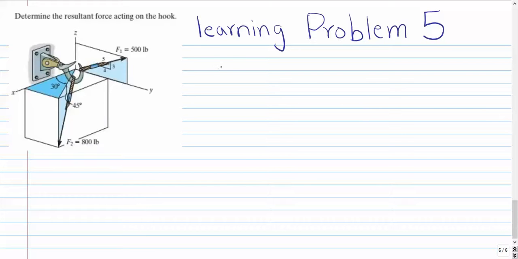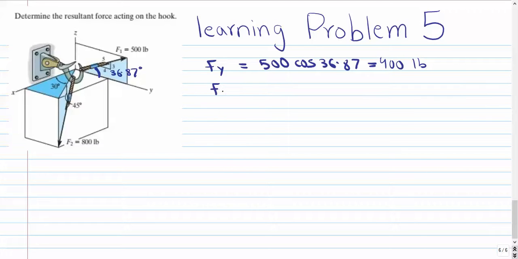So the component of F1 along the y-axis, or Fy, is going to be 500 cos of this angle right here. Since they have given us this triangle, we can use this triangle to find this angle, and the value that we would get is 36.87 degrees. So 500 cos of 36.87. This will give us 400 pounds.